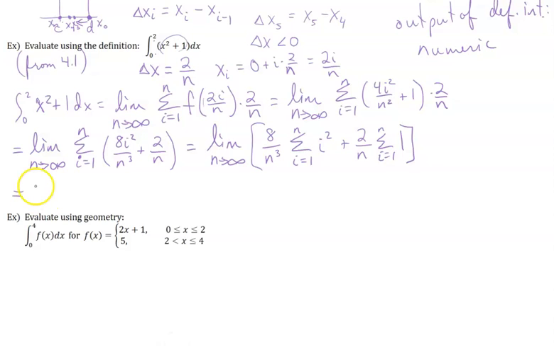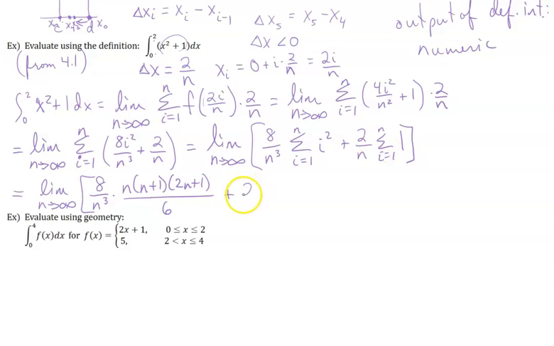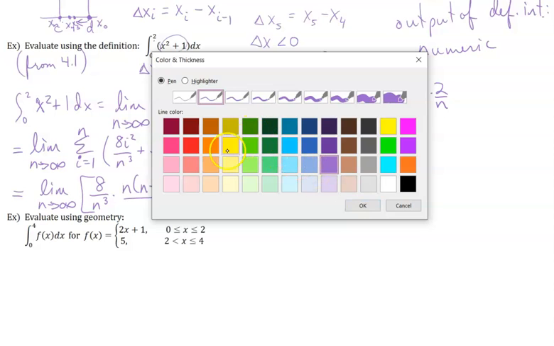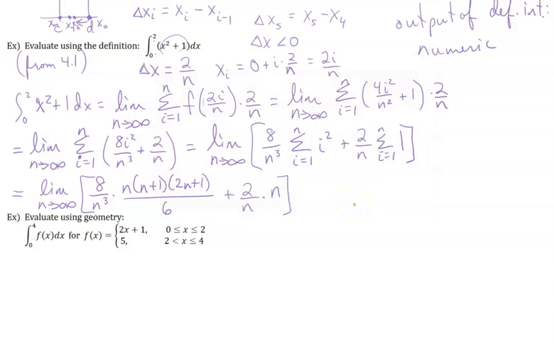Okay, so we get, still with correct notation, the limit at infinity of 8 over n cubed times the quadratic series, n times n plus 1 times 2n plus 1, all over 6, plus the constant series, 2 over n times the sum from 1 to n of 1, which is n. Okay, now we're doing some algebra to reduce.